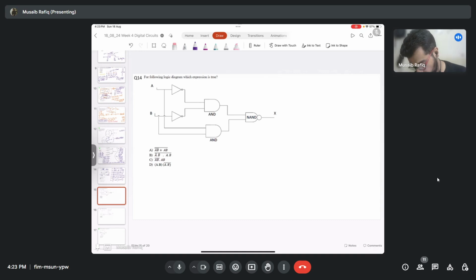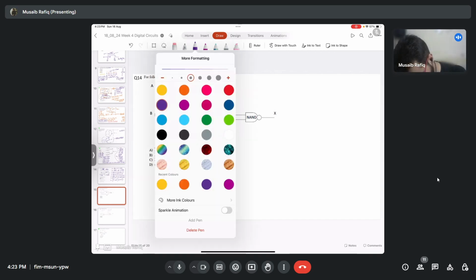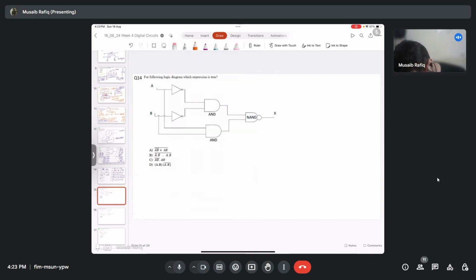So question 14 states that for logic operation, for following logic diagram, which expression is true. So there are some expressions and we need to figure out which expression is true. So what I will do here is I'll just write output of each of the terms. So first of all, they are marked as it is. So here output of NOT gate will be A bar, output of NOT gate will be B bar. This right here is A and this right here is B.